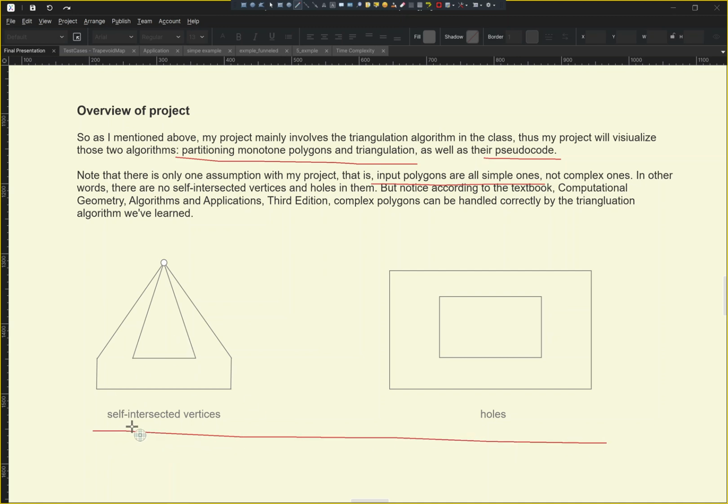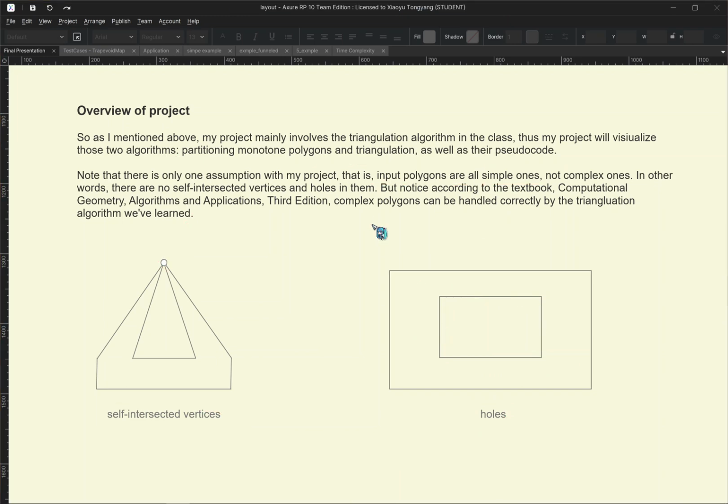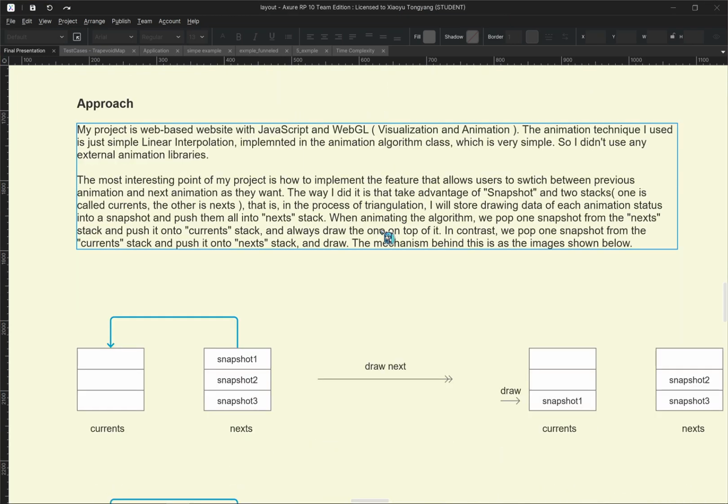The first one is polygons with a self-intersected vertex. As you can see here, we have a self-intersected vertex. So you can see in this vertex there are two vertices overlapping each other, and this one is a complex polygon, not a simple one. Also, a polygon with holes is not simple. In other words, the inside of the polygon is this area, and this and this are outside of the polygon. You can see this area is the hole of the polygon, and this polygon is not simple. And this is the assumption of my final project.